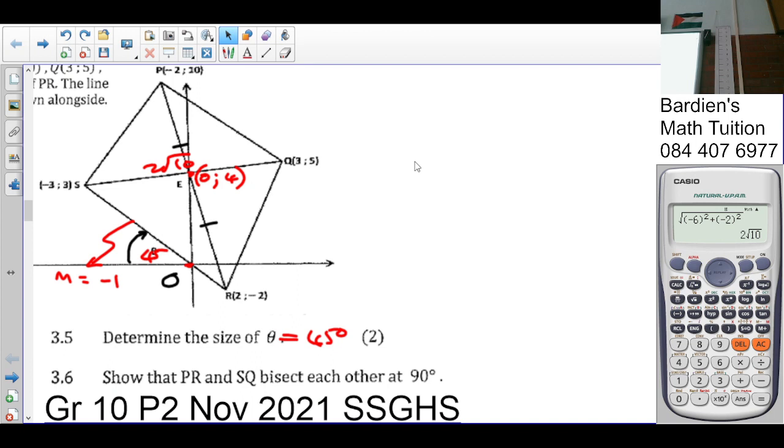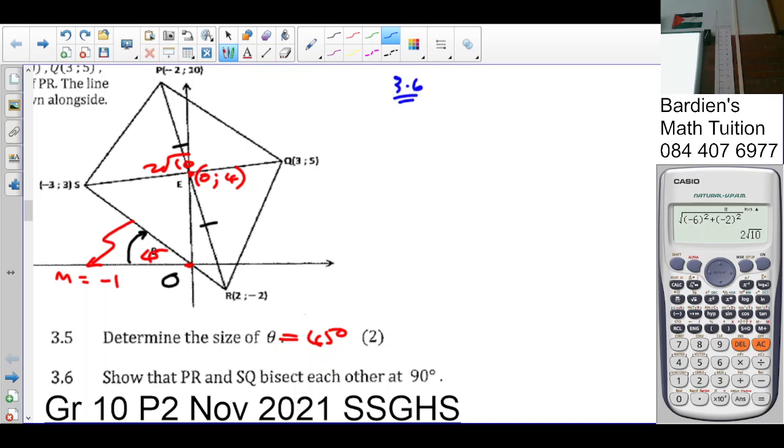Then the question says, show that PR and SQ bisect each other at 90 degrees. SQ and PR. Then we must show that this angle is 90 degrees. Okay, so it's going to be 3.6.